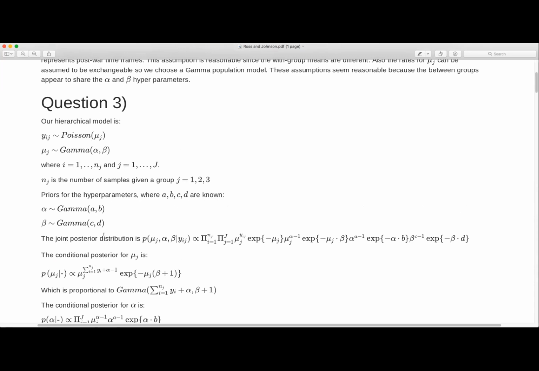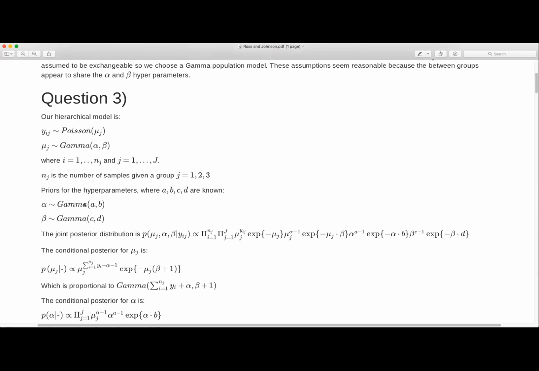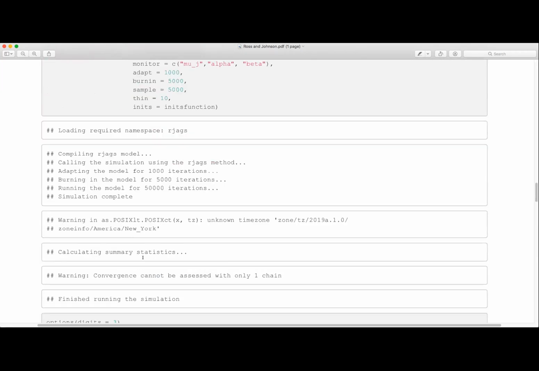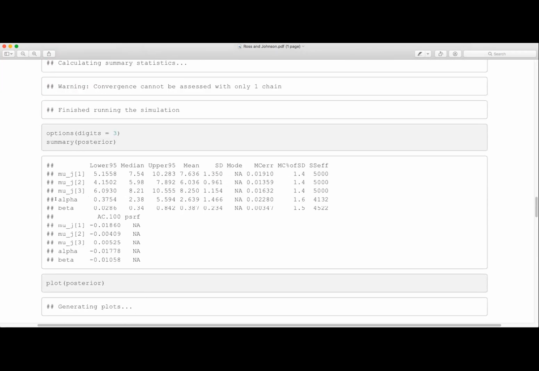So let's say, first of all, in this case right now, Ross and Johnson are not fixing them. They let them be random, and they give a vague prior for alpha and beta, where all of these numbers are 1. And if we go to the posterior, here, what do you see for alpha and beta? So this is the case where we think they're random, right?